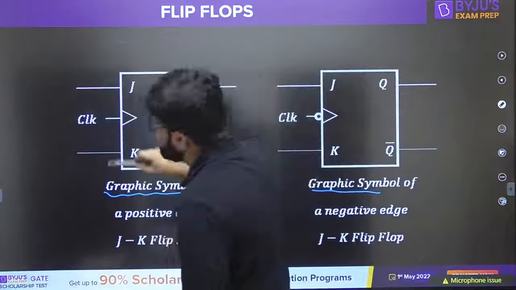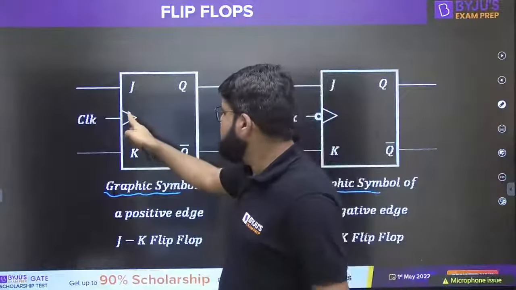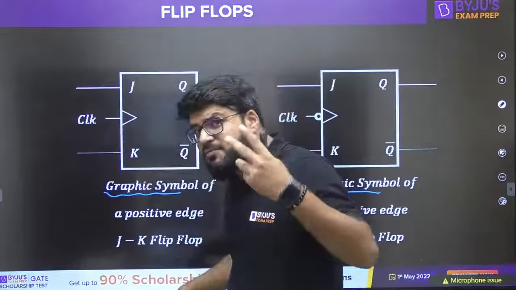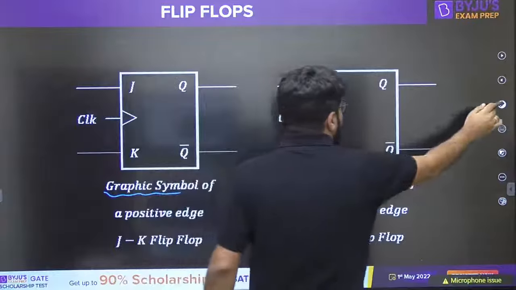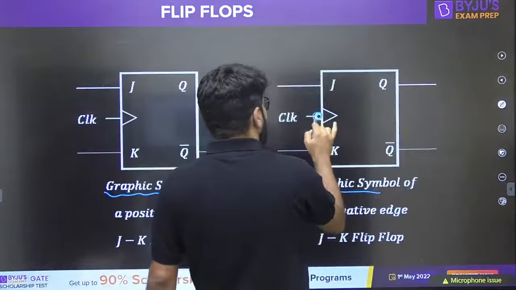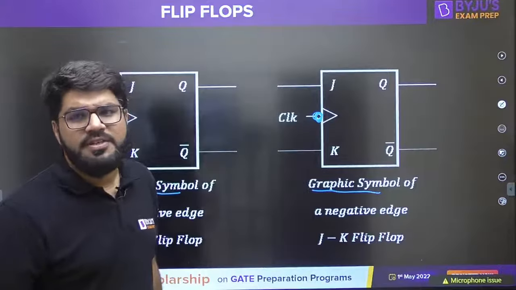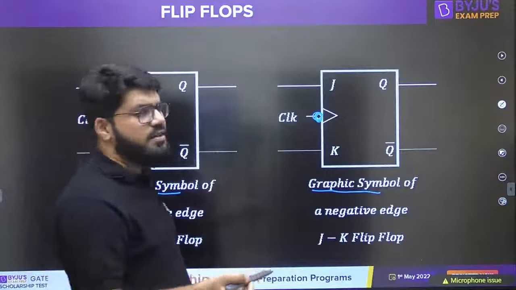It is not a level triggered circuit. We simply use this as a representation. We simply use a triangle type of symbol. Whenever you see the triangle type of symbol, that means it is a flip-flop, not a latch, right? And whenever you see the triangle with a bubble, it is a negative edge triggered flip-flop. So both are the graphic symbols of flip-flop. One is a positive edge triggered flip-flop, one is a negative edge triggered flip-flop.